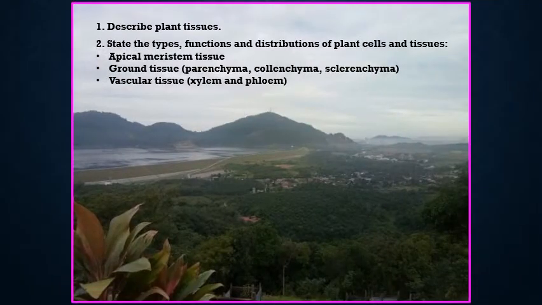I have fixed our lesson today into two objectives to be achieved by all students. The first objective is all students should be able to describe plant tissues. The second objective is all students should be able to state the types, functions and distributions of plant cells and tissues, which are apical meristem tissue, ground tissue such as parenchyma, collenchyma and sclerenchyma, and also vascular tissue such as xylem and phloem.